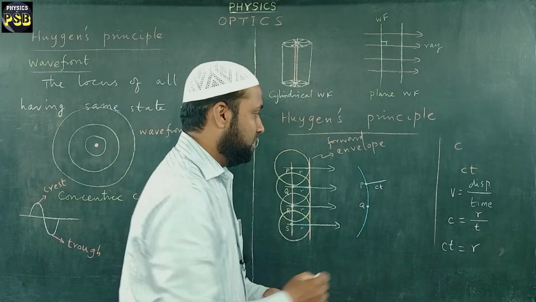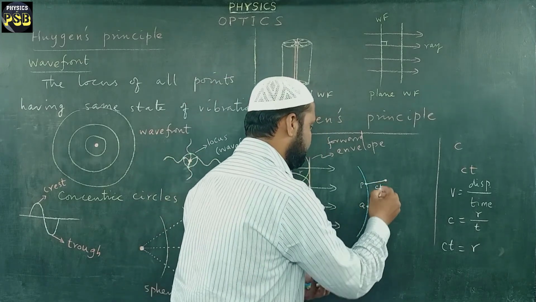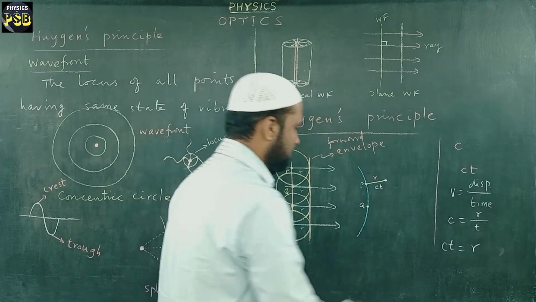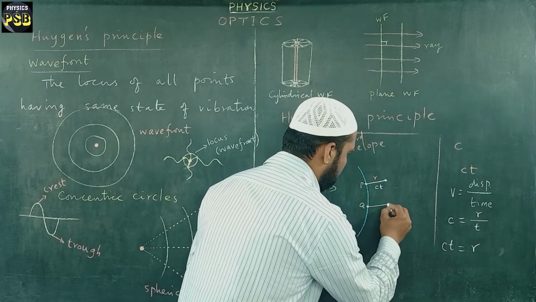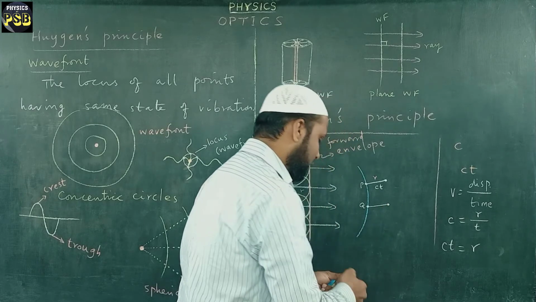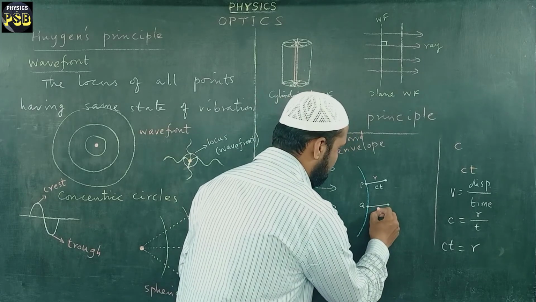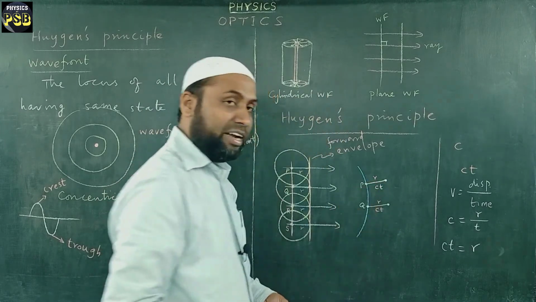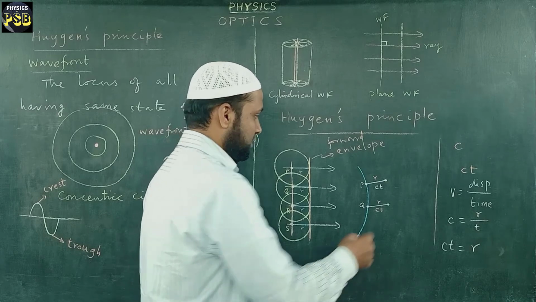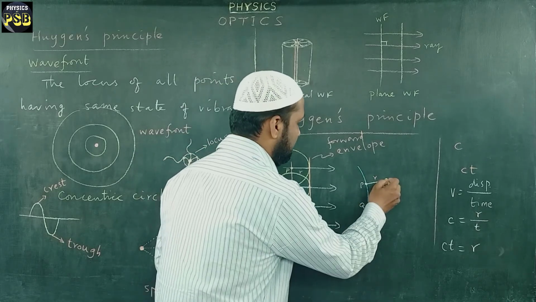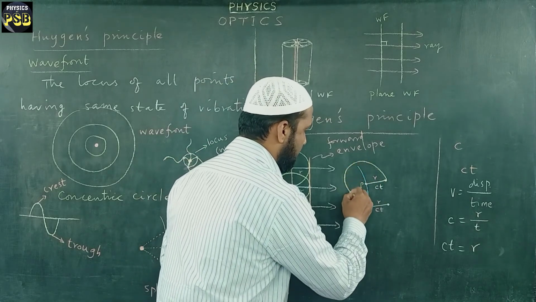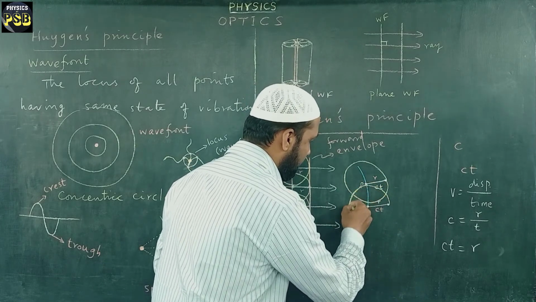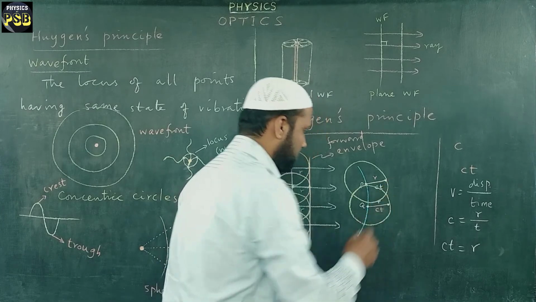It is taken as r, which acts as the radius. I do the same to this point as well. It also travels a distance equal to Ct, which is r. Now, by taking this distance as the radius, I draw a circle. I do the same here as well. I draw a circle.